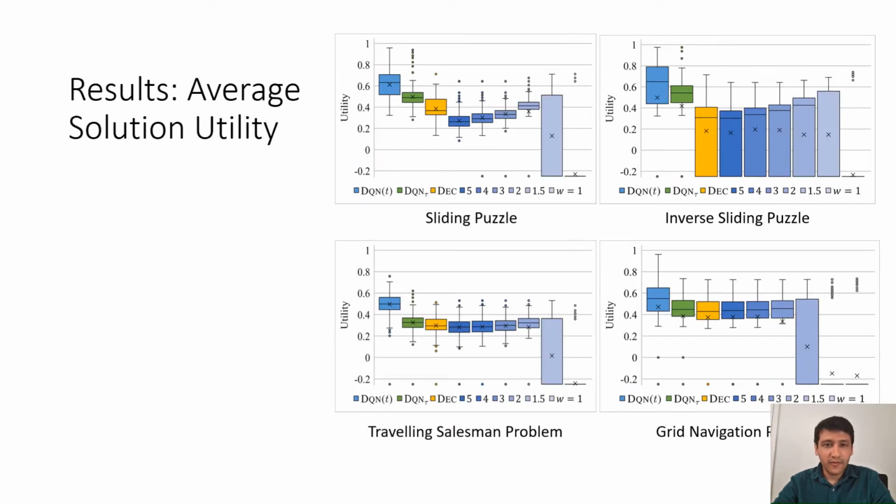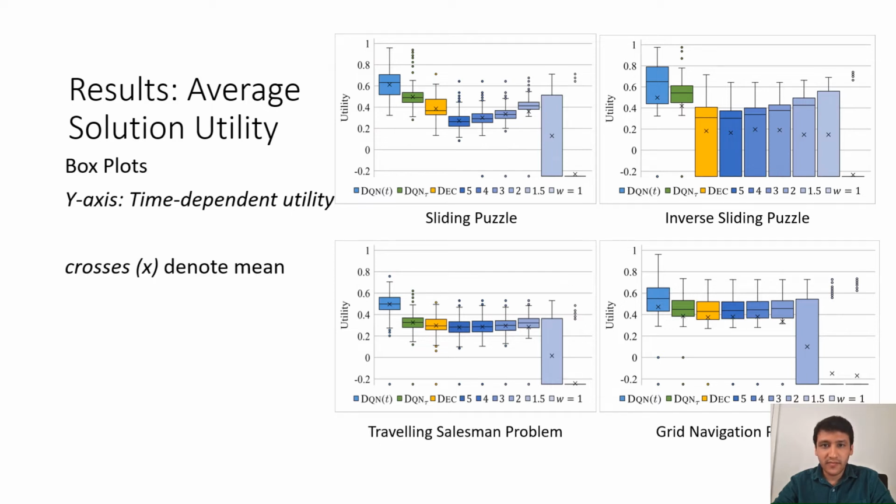Here are the box plots for each benchmark problem domain. On the y-axis is the time-dependent utility. The various approaches are on the x-axis. In the box plots, the crosses denote the means and the bullets denote the outliers. In terms of mean solution quality, different baselines are better for different problem domains.